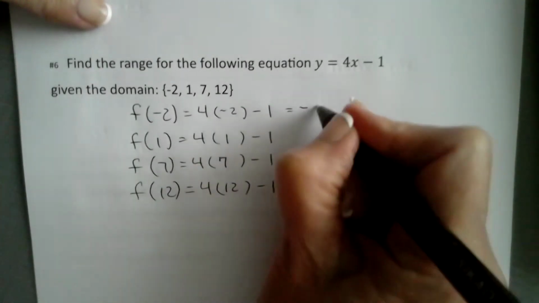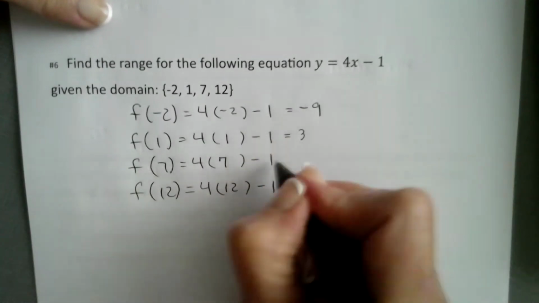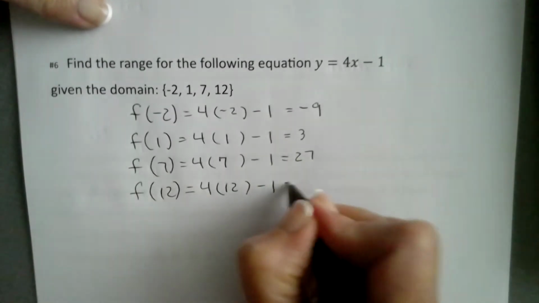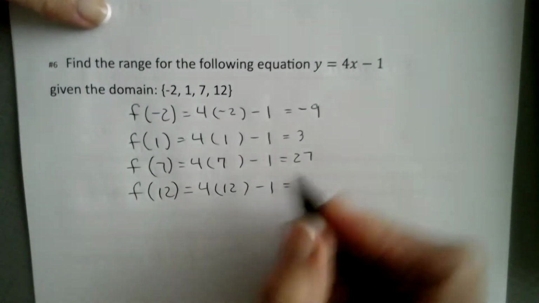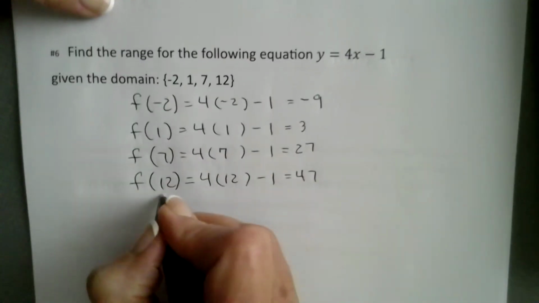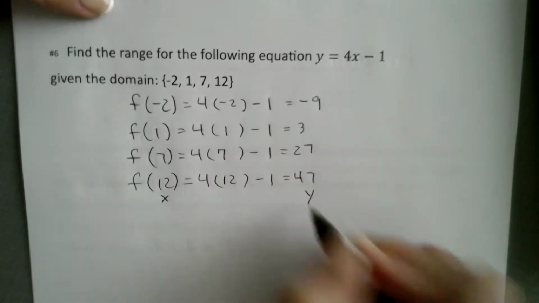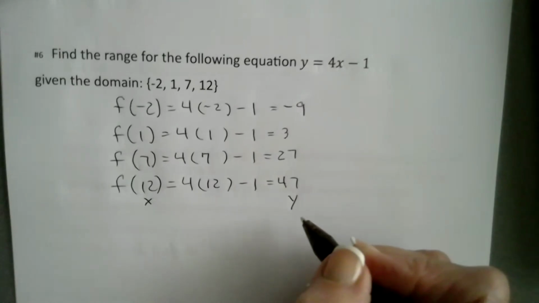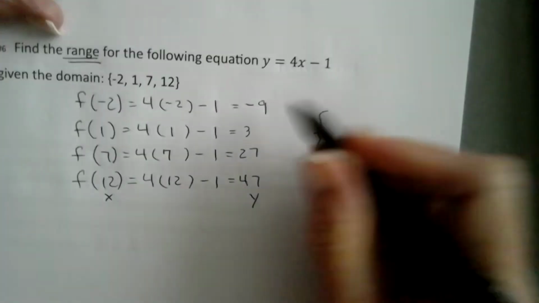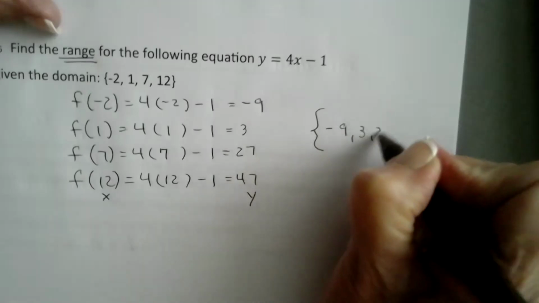-8 minus 1 would be -9. It's going to be 4. 4 minus 1 is 3. 28 minus 1 is 27. 48 minus 1 is 47. These were your domain or x values. Remember, what you get out is your range or y value. So it says find the range. So the appropriate answer is a list of 4 numbers: -9, 3, 27, and 47.